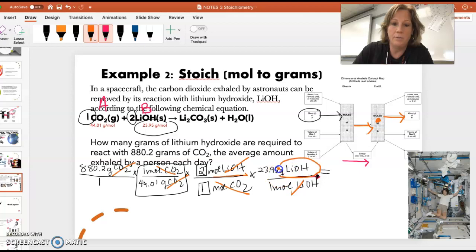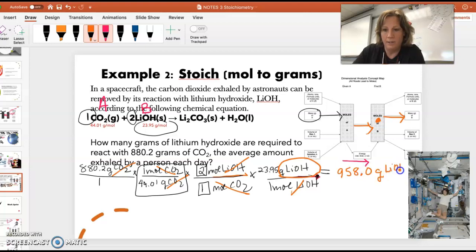I'm in grams. Once I do the calculation, hold on one second, I will do it for you and we'll sig fig it. Okay, so the answer ends up being 958.0 grams of lithium hydroxide, with 4 sig figs. So per person per day, we would want to pack at least 958.0 grams of lithium hydroxide. We won't want to run short, would we?